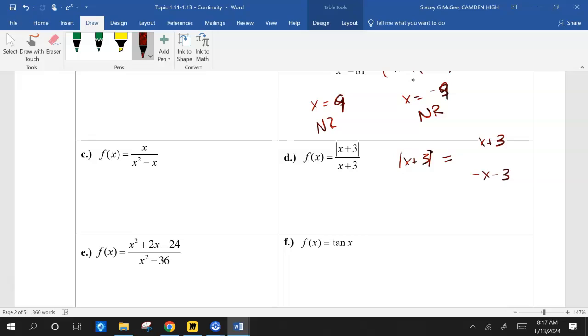All right. C. I am going to factor out an x. I've got x equals 0 is a hole, so that's removable. But x equals 1 is a vertical asymptote, so that's non-removable. I did not write that in the hole. It's a hole.